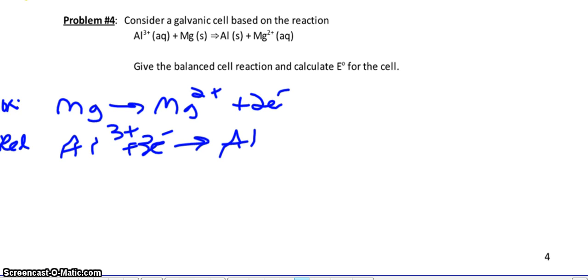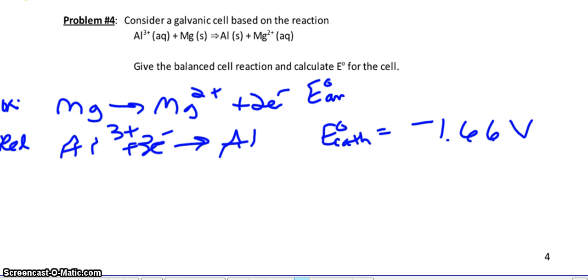So I'm going to look up on my chart now and see if this makes sense. When I look up the aluminum as a reduction potential, so E for the cathode is equal to negative 1.66 volts. Well, how about E for the anode? Okay, well, what happened here? You have to do what when you make an oxidation? You have to reverse the sign.